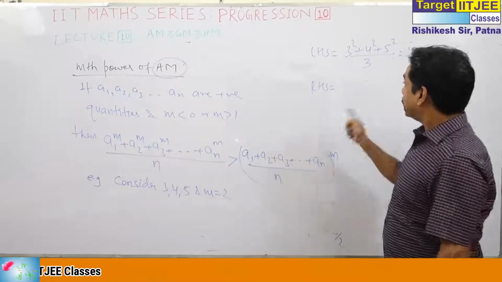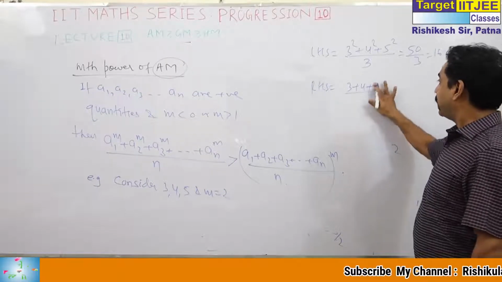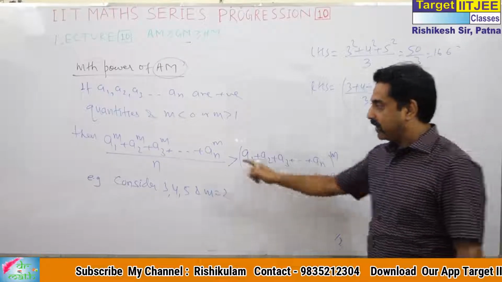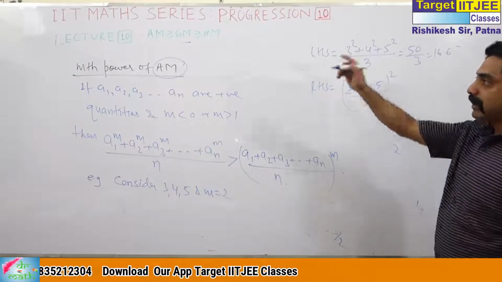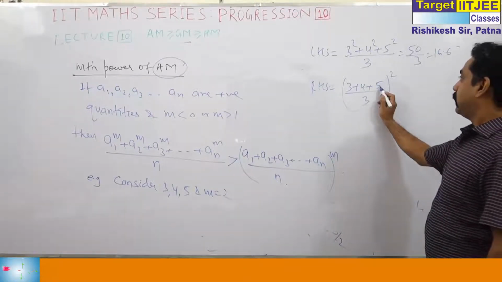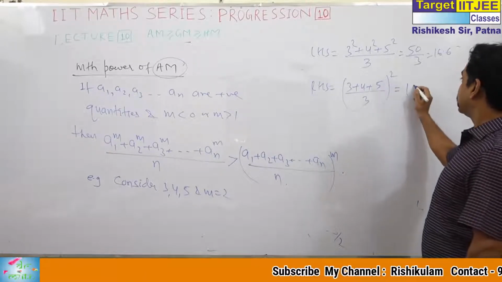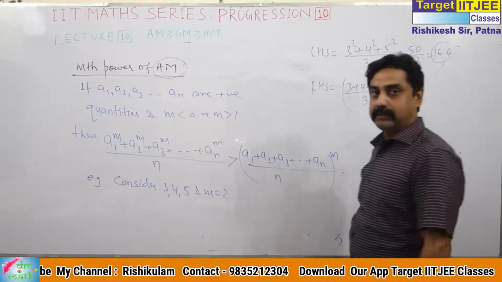This one. First take the arithmetic mean, (3 plus 4 plus 5) by 3, and then take its power. In the first case you take power, then mean; here you take mean, then power. This is called the power of the arithmetic mean. You get 3 plus 5 is 8, plus 4 is 12, by 3 means 4, squared is 16. This is greater than this. So is the question.